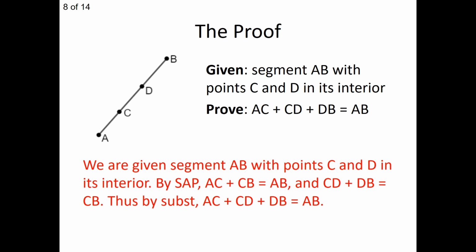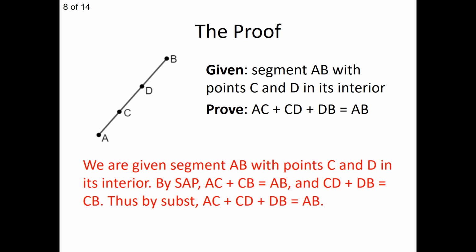Well, by the segment addition postulate, now remember, the segment addition postulate only works with 2 segments at a time. So notice that I'm going to work with only 2 segments at a time, or 2 parts at a time. So the segment addition postulate says that if I took AC plus CB, it equals the whole segment AB. But notice what I'm going to do with that segment CB. In the next statement, again using the segment addition postulate, I say that CD plus DB equals CB. So those 2 parts CD and DB equal that whole segment CB.